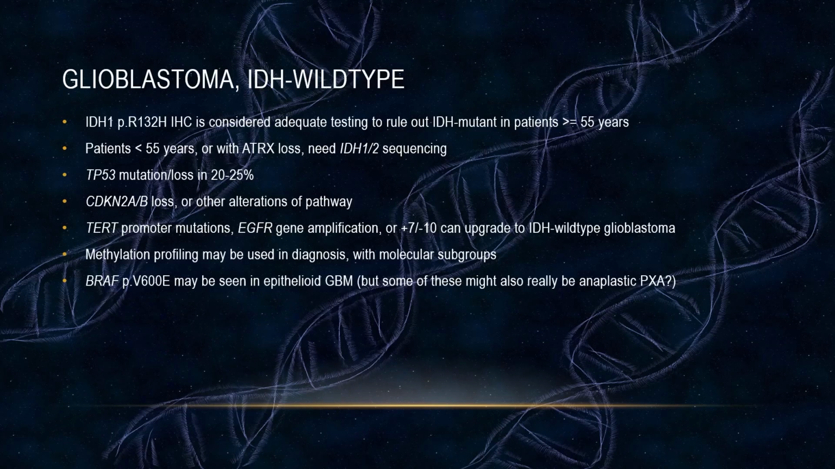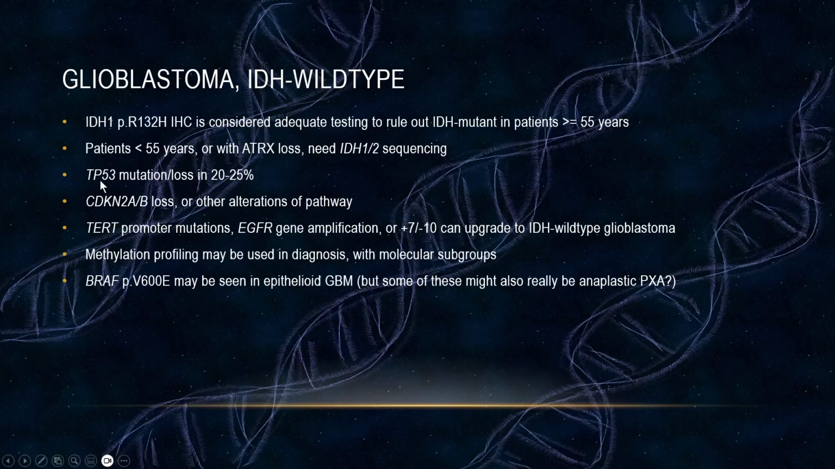So here's a little bit too much information at once, but here are some details on the IDH wild type glioblastoma. If you do the IHC for the IDH1 R132H, that's considered adequate to rule out an IDH mutant in patients over 55. If they're less than 55, or if they have ATRX loss, which is suspicious for the IDH mutants, then you've got to do the sequencing to make sure you're not missing anything.